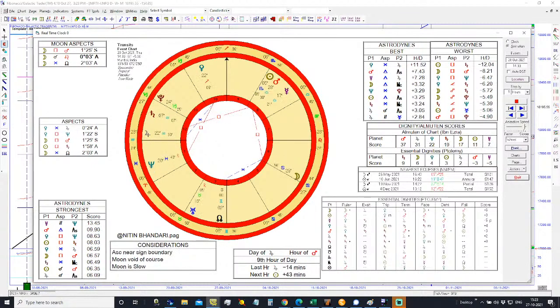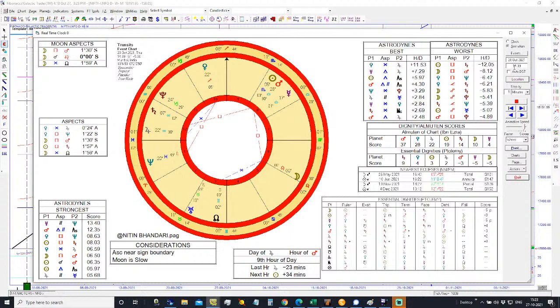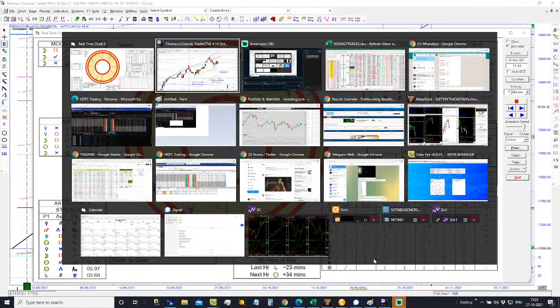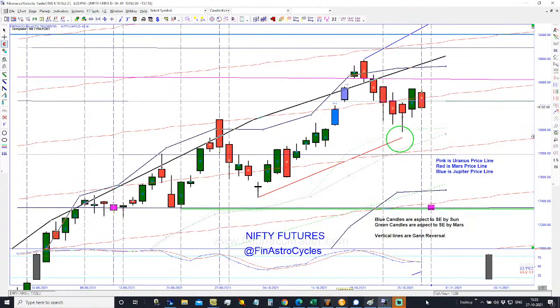Let's see. So if I do exact timing, that goes to 2:40 p.m. Till tomorrow 2:40 p.m., there is a possibility this market may be subdued, or maybe it may not show the strength which it should show. So this is for Nifty right now.